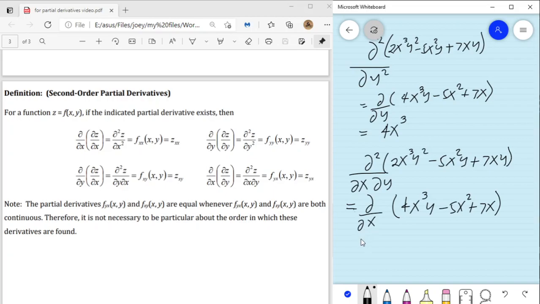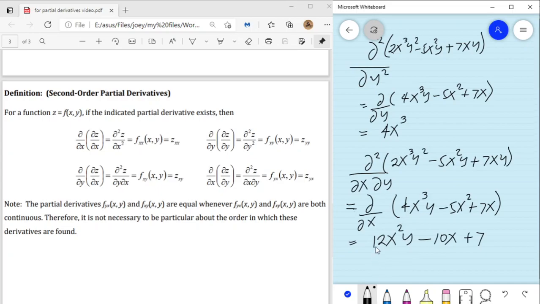Then derive this time with respect to x. So y will be held constant. So we'll then have 12x squared y minus, with respect to x, the derivative is just 10x. The derivative of 7x will just be 7. So this is now, again, the second partial derivative of that given expression with respect to y and then later with respect to x.